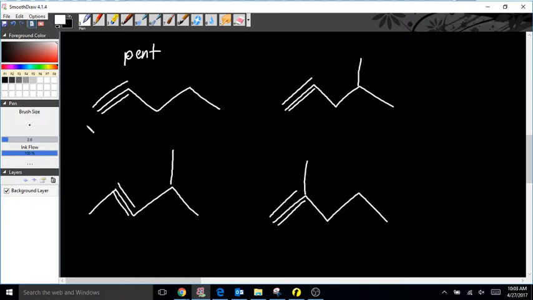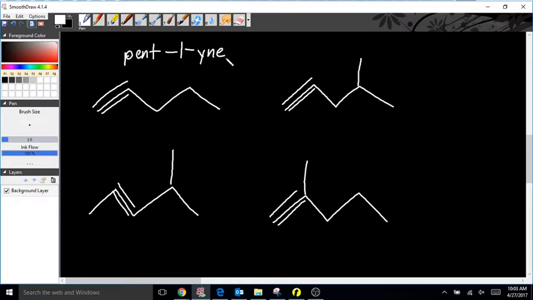Just like with the double bonds, I just need to indicate which carbon starts the triple bond. My options here were 1 or 4. 1 is much lower than 4. So I would call this pent-1-yne. You might also see it as 1-pentyne. Sometimes, rarely, they might move that one. This tends to be the more acceptable way to do it.